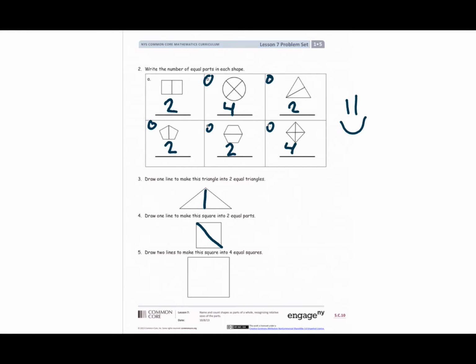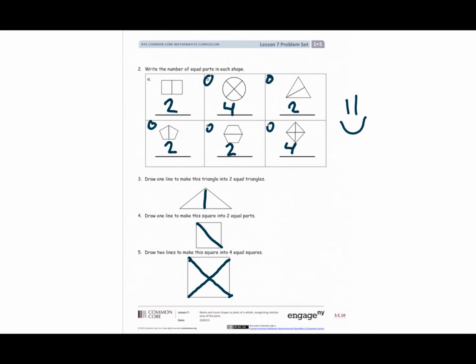And for number 5, draw 2 lines to make this square into 4 equal parts. So I'm going to start at one corner of this square. I'm going to start here, this corner, and I'm going to go here down to this corner. And I'm going to make as straight a line as I can. And there are 2 equal parts, but it says to make 4 equal parts. So I'm going to start at this corner here, and I'm going to go down to this corner there. And I'm going to try and make as straight a line as I can to make 4 equal parts.